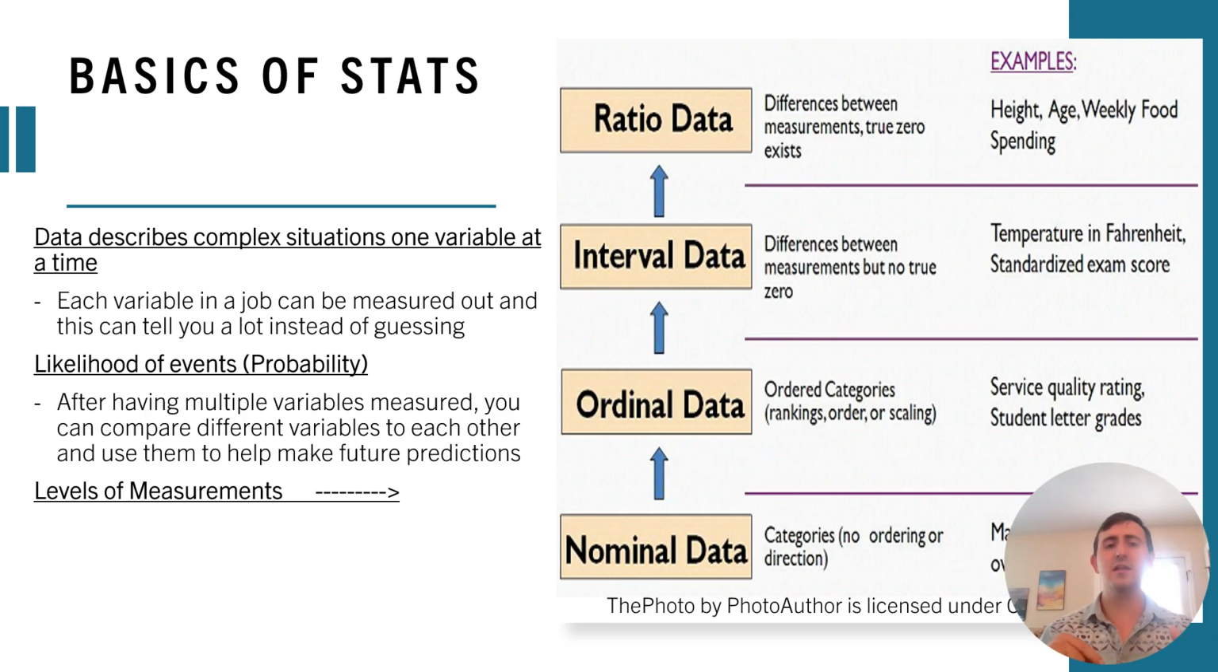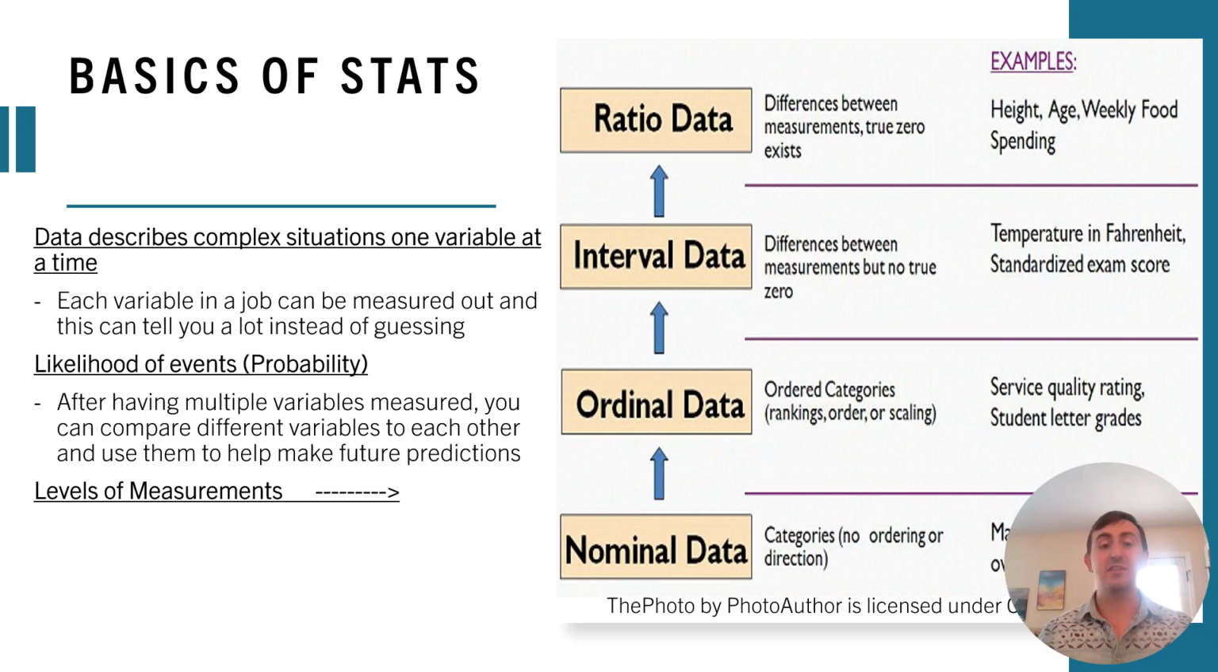So statistics describes a situation. We call it descriptive statistics. Fancy. And then we have likelihood of events or probability or inferencing. We're making an inference about what causes what. Inferential statistics. Descriptive statistics, inferential statistics.